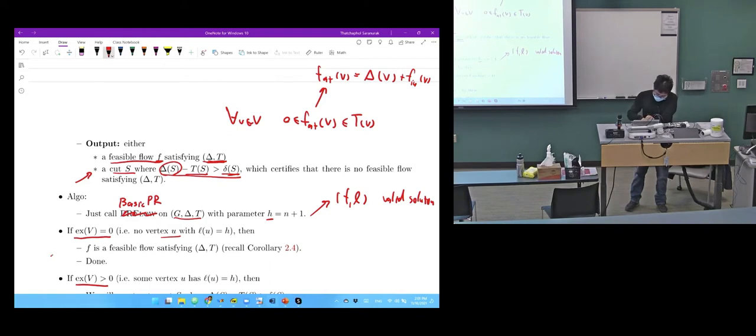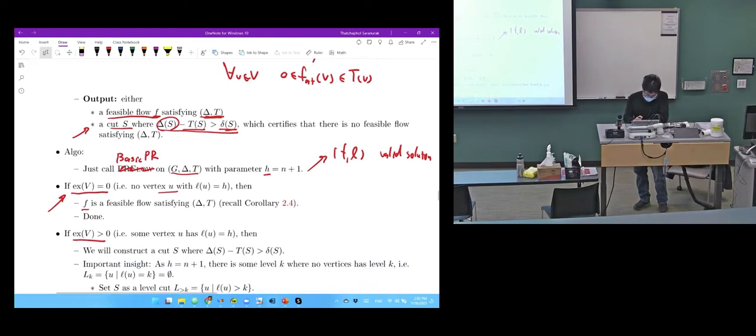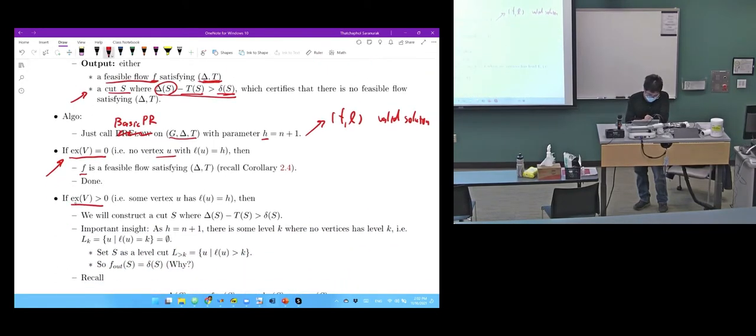So let's look at the first case. Well, when there is no excess, it just really means that F is a feasible flow. So we are done. And what we need to show is that if there is some excess left, then we will construct the cut that we claim here. So let's try to construct such a cut where this is the case.